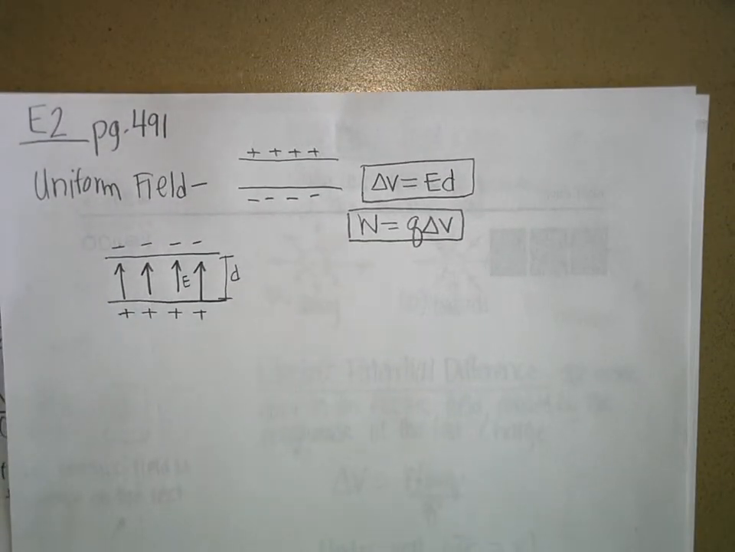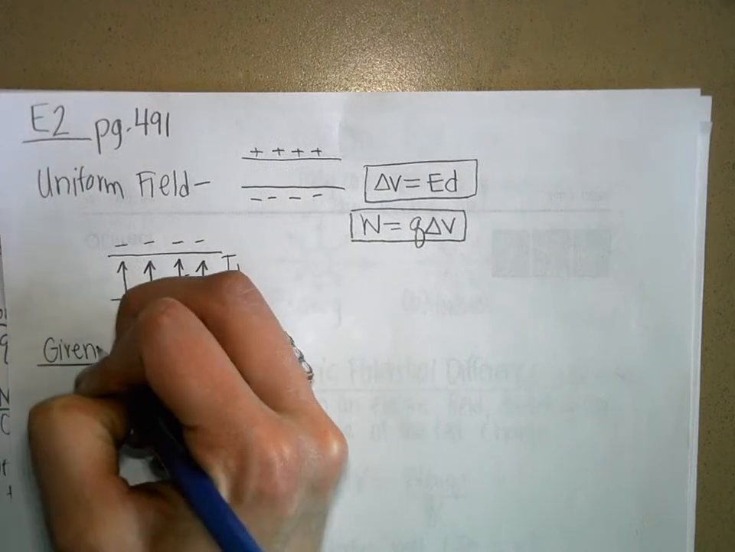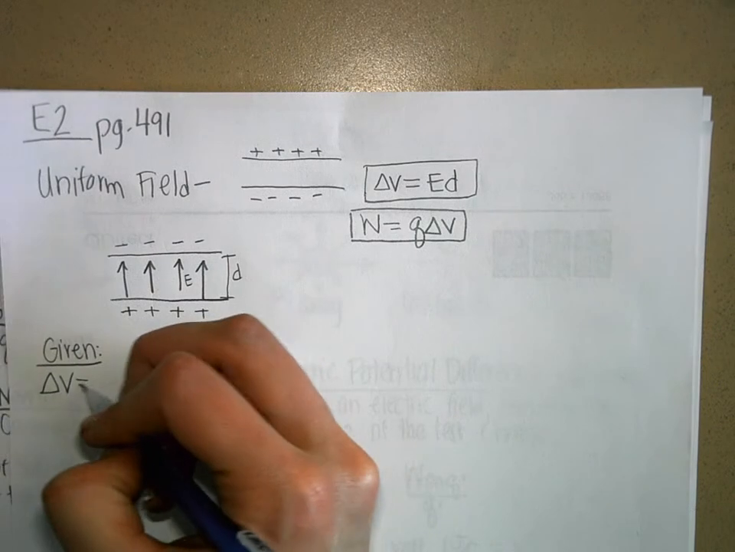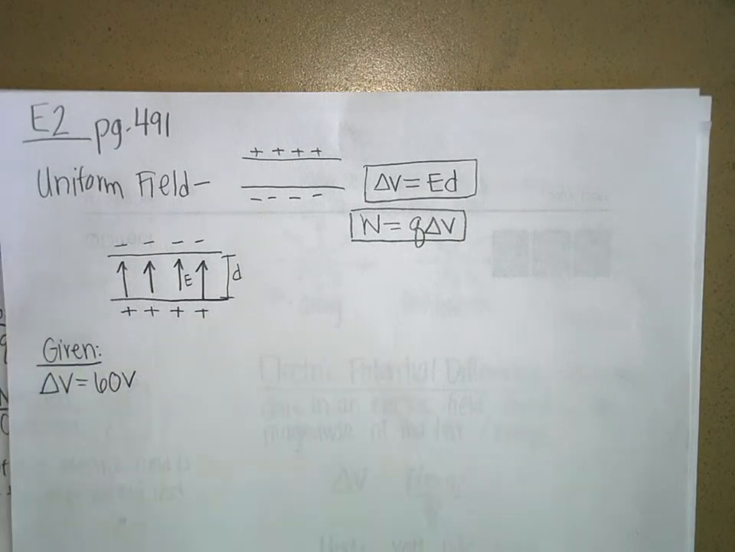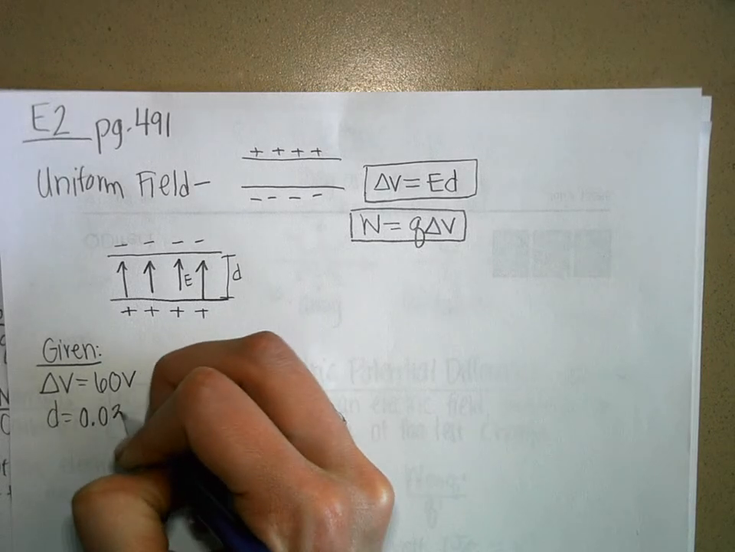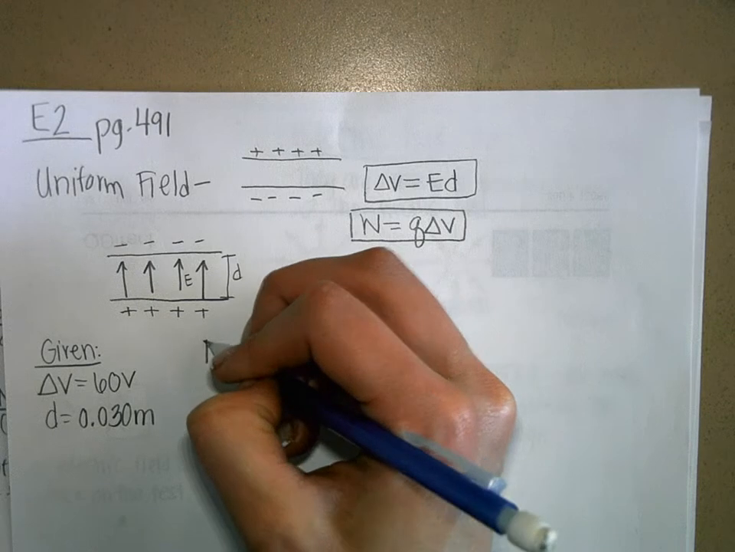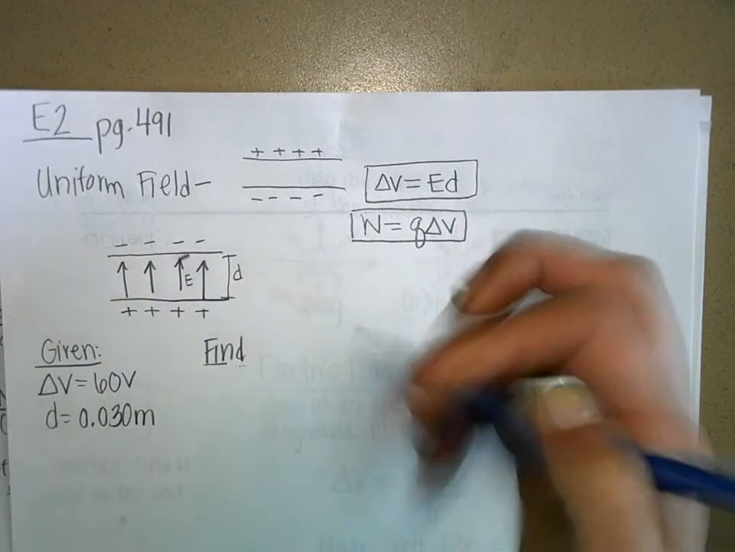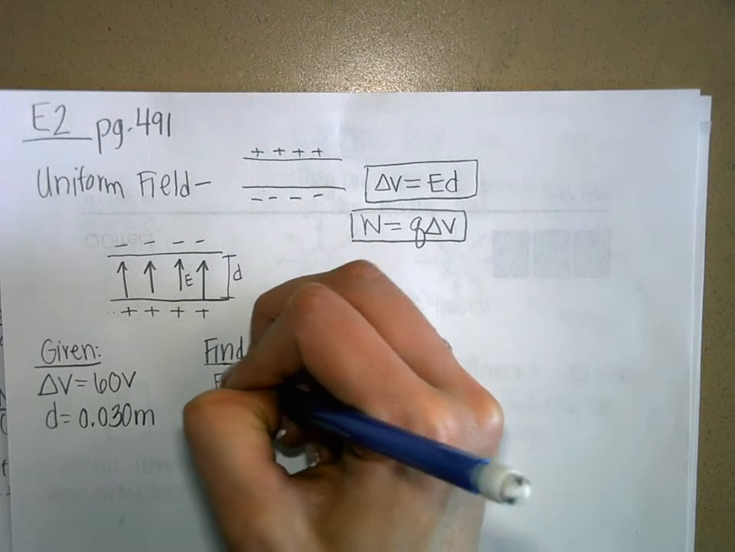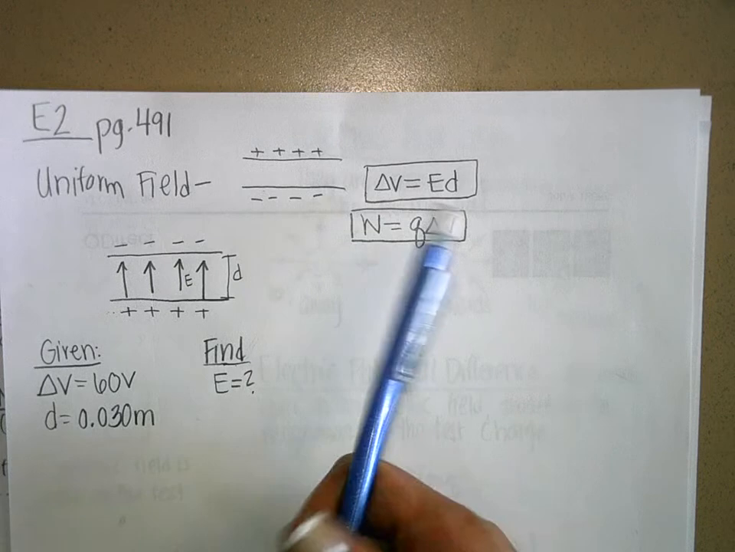So we were given the potential difference is 60 volts, and the distance we can convert to meters, 0.03 meters, and we need to find the electric field. It's a uniform field, so we can use this equation.